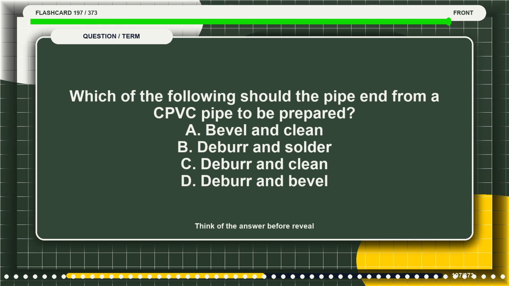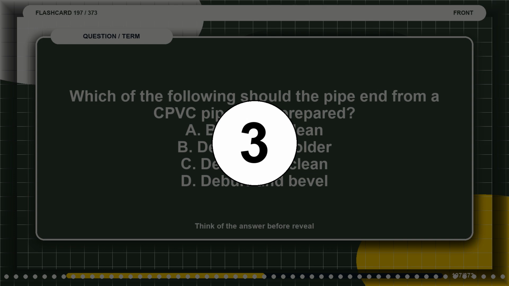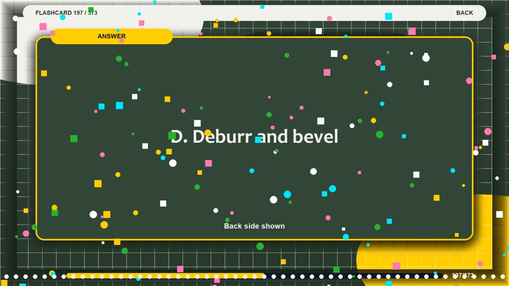Flashcard 197. Which of the following should the pipe end from a CPVC pipe be prepared with? A. Bevel and clean. B. Deburr and solder. C. Deburr and clean. D. Deburr and bevel. Think of the answer before the reveal. The answer is D. Deburr and bevel.